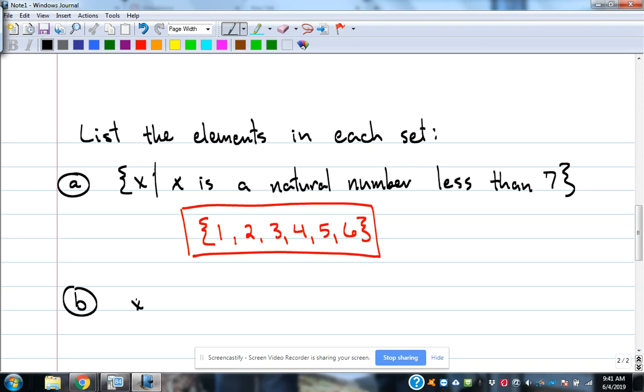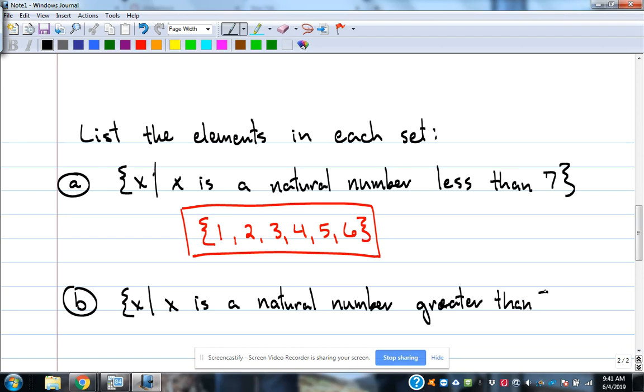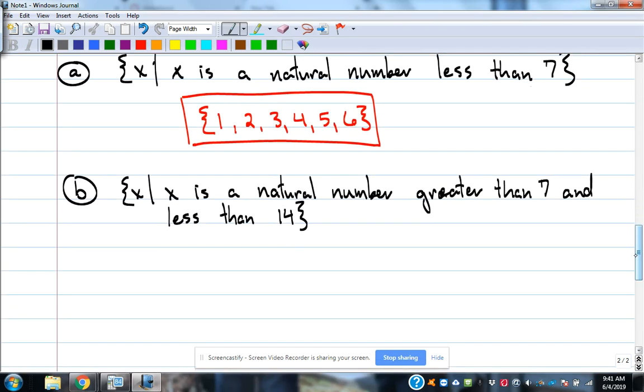Okay. So that's a very basic idea of one of the things that we do with sets in this first section. Let's try another one. Let's say we had a set that's described this way. X such that X is a natural number greater than 7 and less than 14. Natural number, greater than 7, less than 14.